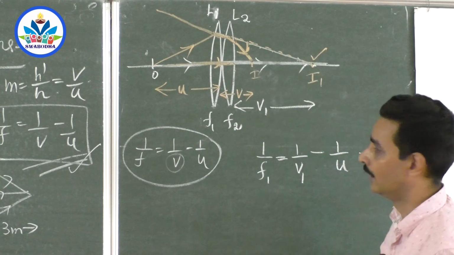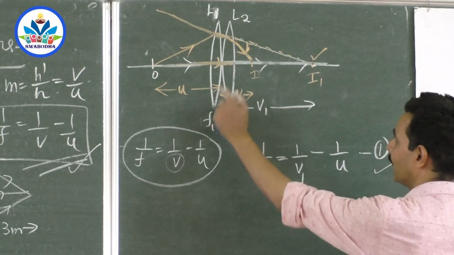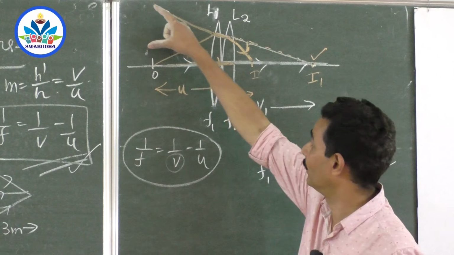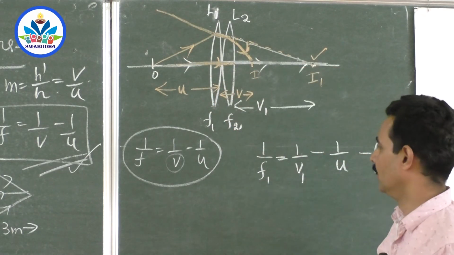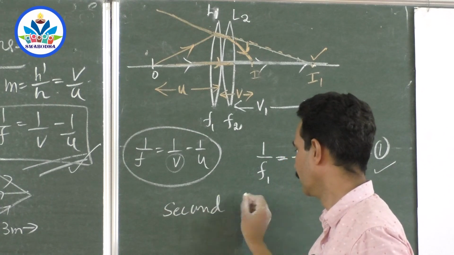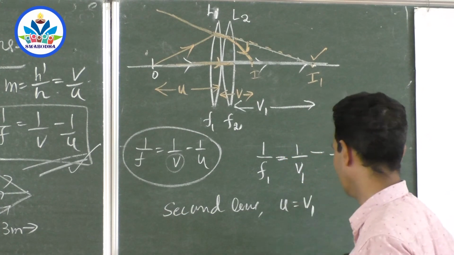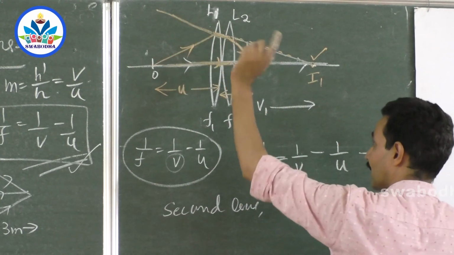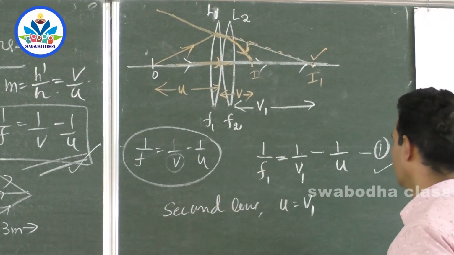They meet here. That means the image formed by the first lens acts like an object for the second lens. Because there is no object on the other side, but two rays are coming from this point. So this acts like an object. So for the second lens, the object distance is v1. Do you agree? For this lens, there is no object from this side, but this acts like an object. It is v1.